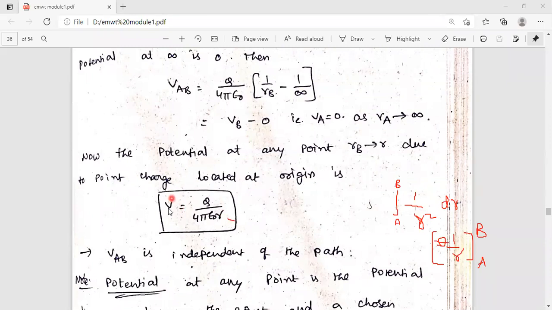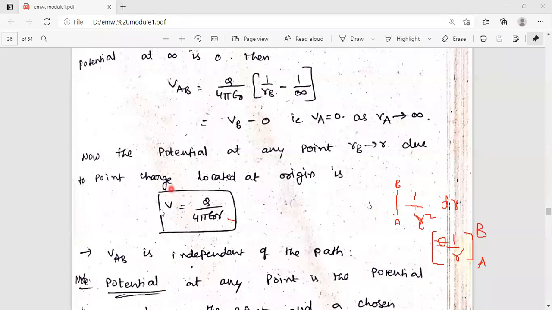Now the potential at that point is given by V equals Q by 4 pi epsilon naught R. And is it a vector quantity, potential? No, remember electric potential is a scalar quantity. Unlike force and E bar, electric field intensity, and electric flux density, electric potential V is a scalar quantity.